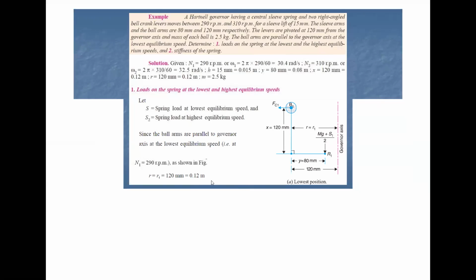R1 equals how much? 120 mm. So 120 mm equals 0.12 meters.